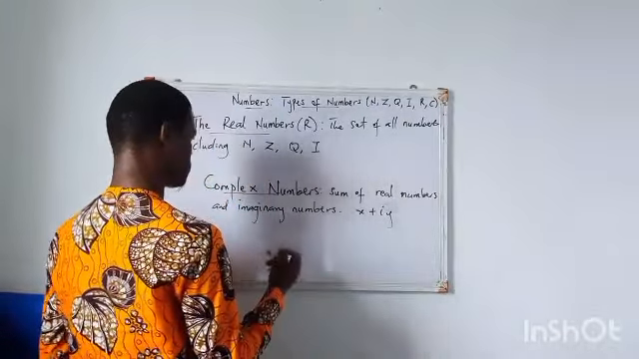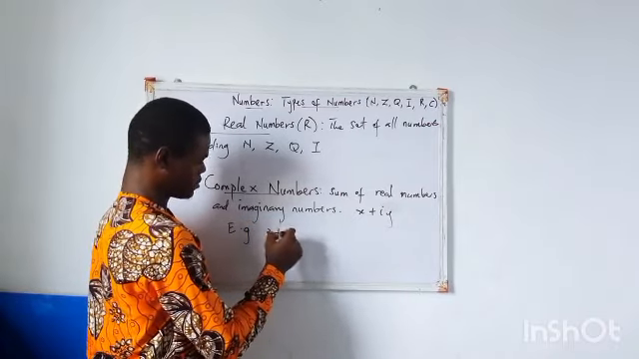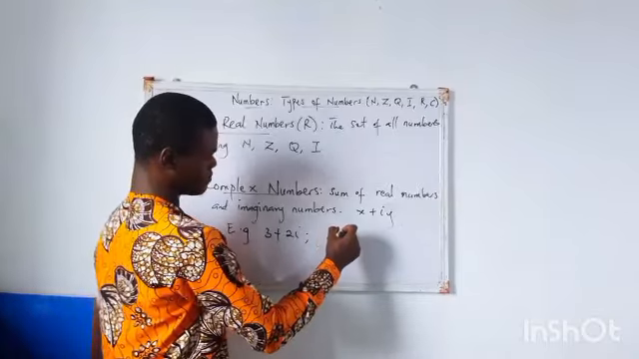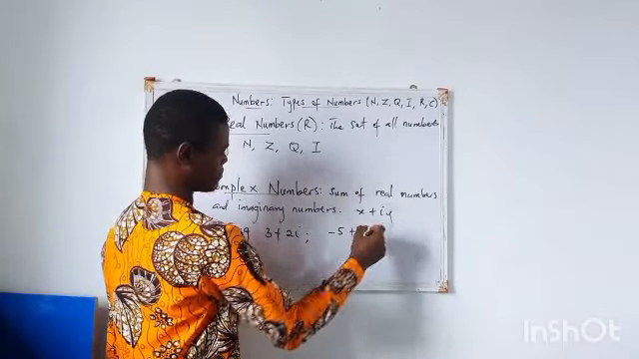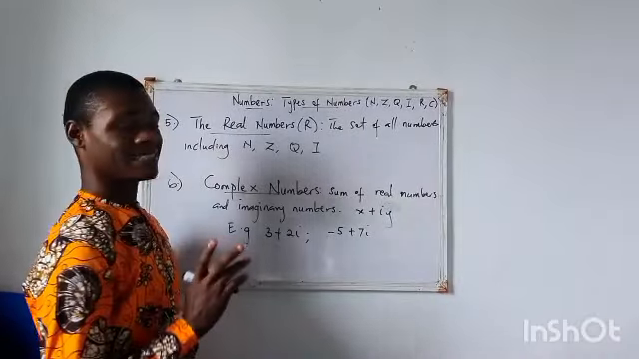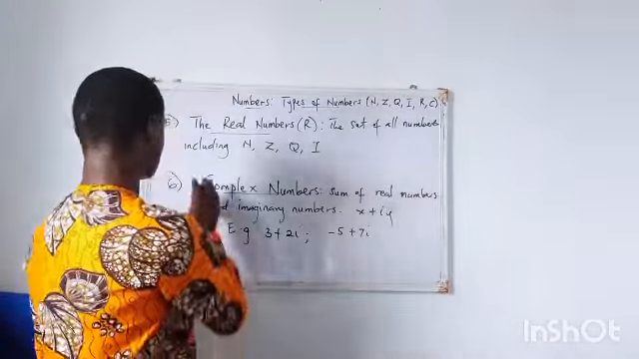So let me just give you an example. E.g., you have 3 plus 2i, like I wrote before. Another example, you have, let's say, minus 5 plus 7i. Okay, so these are examples of what? Complex numbers. Okay? So these are the 6 branches of numbers, generally speaking.